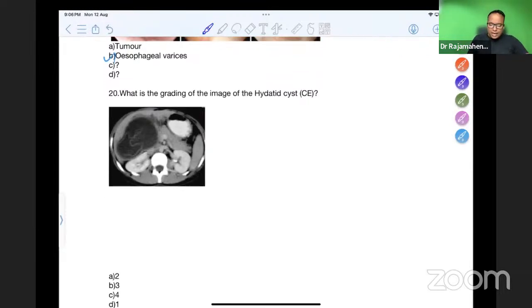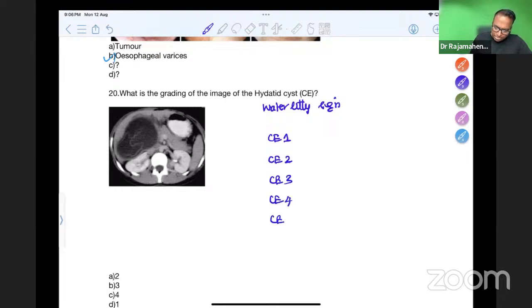So this is again a question directly. If you have a doubt, you can open Bailey and Love. This image is directly in Bailey and Love. Water lily sign. You can see the classical water lily sign. So this is based on a classification, CE1, CE2, CE3, CE4, CE5. CE1 classification of hydatid cyst is a clear, simple cyst like this.